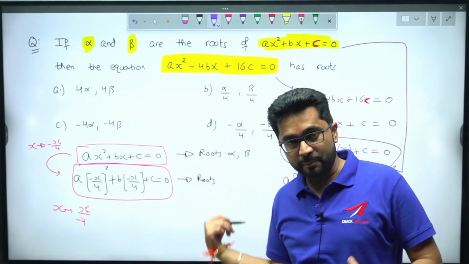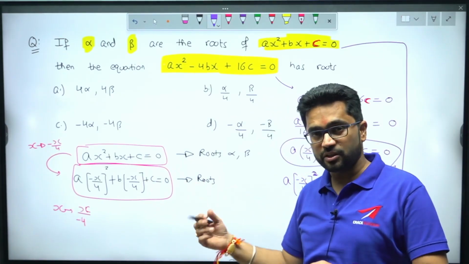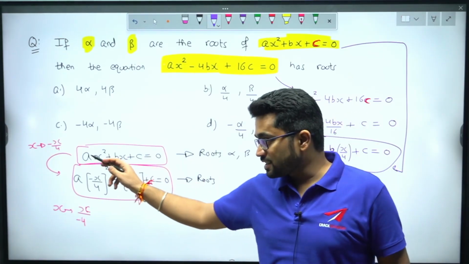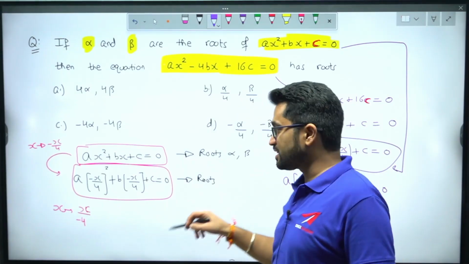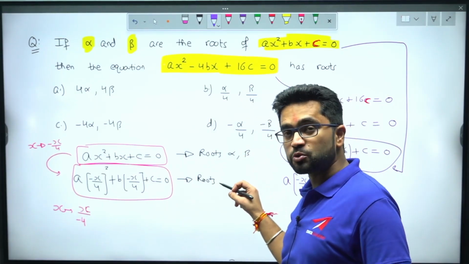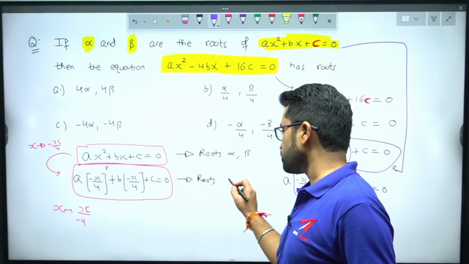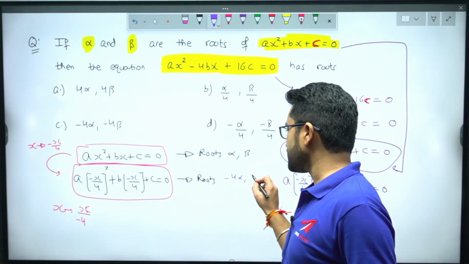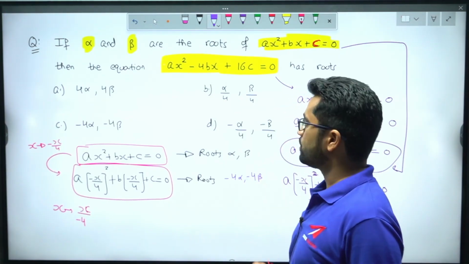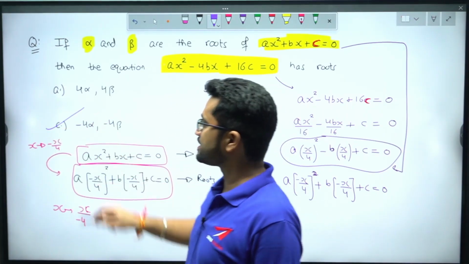Now we'll use the similar transformation, the reverse of the transformation. X is being divided by minus 4. So in this case, the roots alpha and beta have to be multiplied by minus 4. So the roots will be minus 4 alpha and minus 4 beta. Okay, so yes, option C is there.